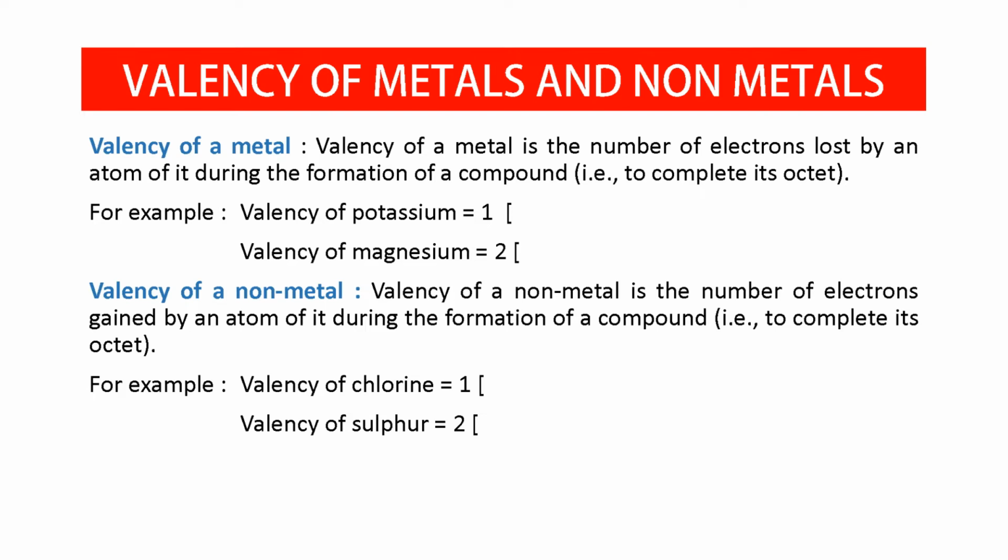Then we come to the example of a non-metal like chlorine. So what is the electronic configuration of chlorine? 2, 8, 7. Because the atomic number of chlorine is 17. So there are 7 electrons in the last shell. To complete its octet, it gains 1 electron. So the valency of chlorine will be 1.